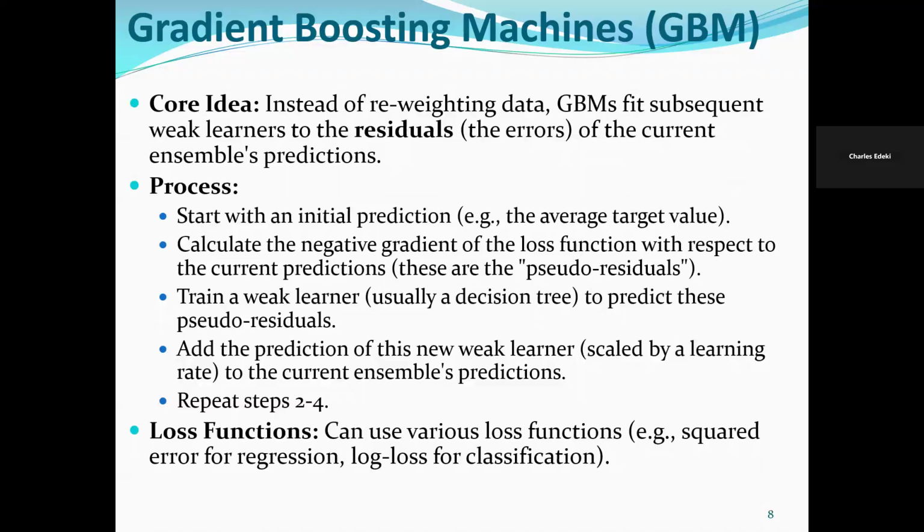Then the next step is to add to the ensemble, which means we add the prediction of this new weak learner to the ensemble's current prediction. This addition is typically scaled by the learning rate, also called shrinkage, a parameter that helps prevent overfitting by controlling the step size. If we understand the concept of gradient descent, it works the same way here.